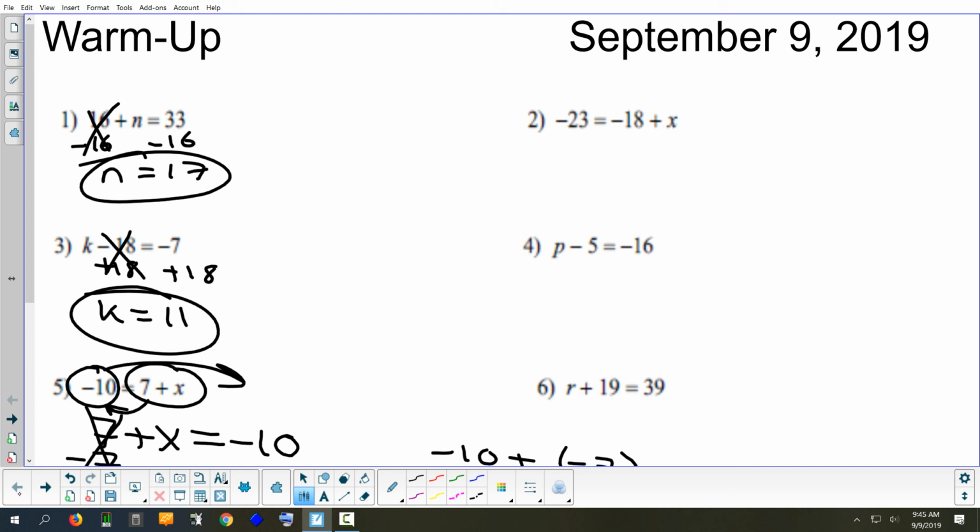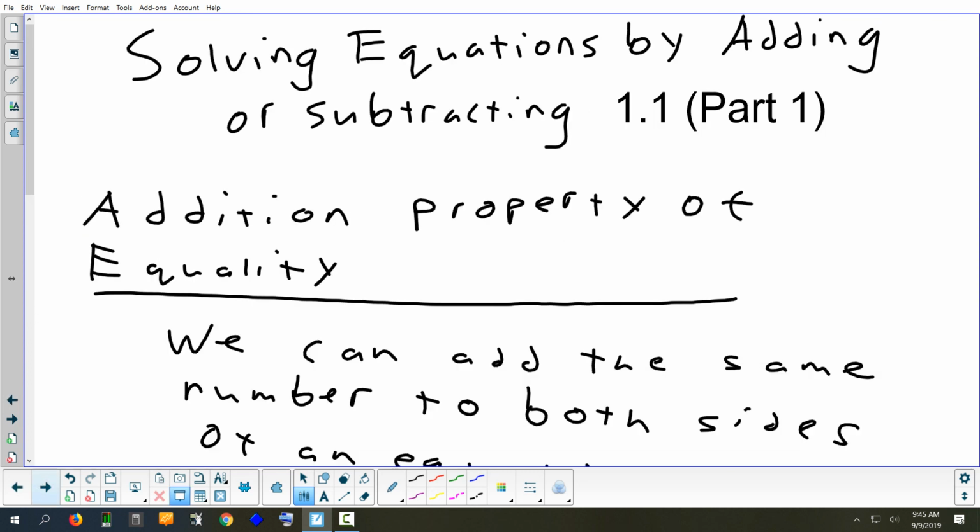Where did we have to do it? Yeah, James? To the side without a variable. To the side without the variable, okay. And? Yeah? The side with the variable. The side with the variable, right? We had to do it on both sides.